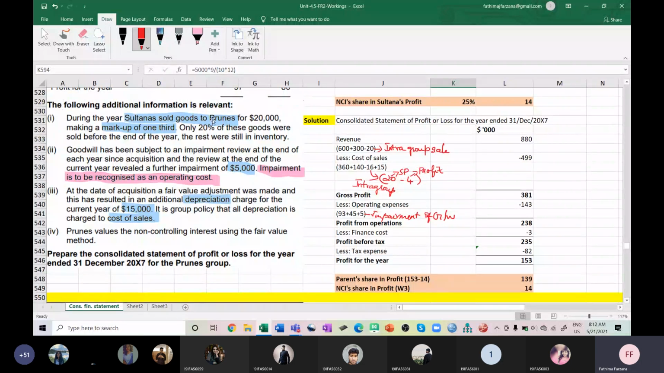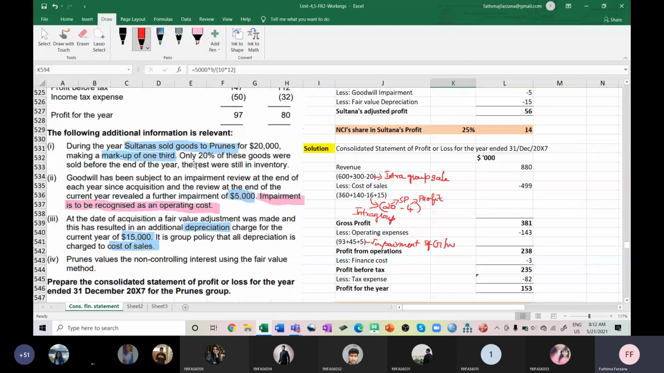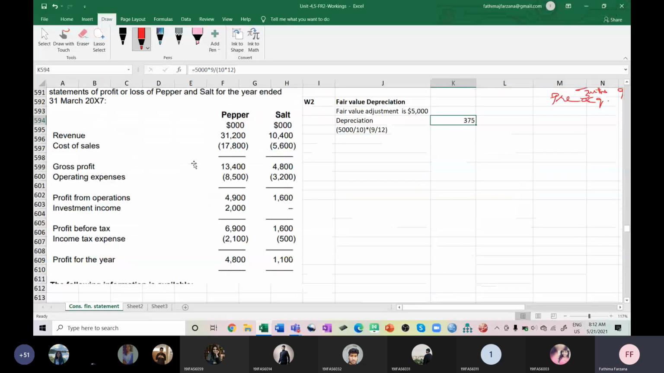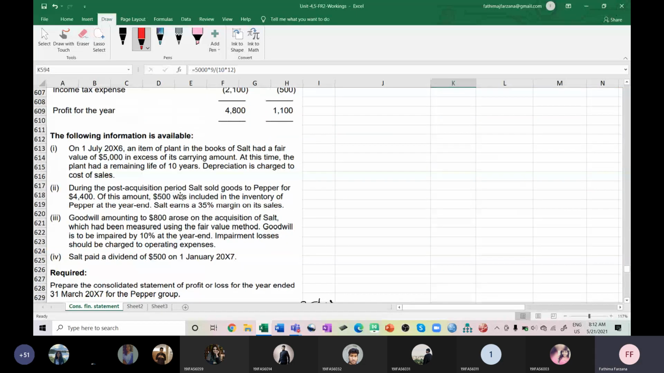See this prunes. Sultana sold goods to prunes for 20,000, making a markup of 1/3. So I think this also we discussed that it is included because markup is included. But in this problem, there is one thing different. The post-acquisition period, salt sold to pepper for 4,400. Yes, this 4,400 is the selling price and it includes the profit.